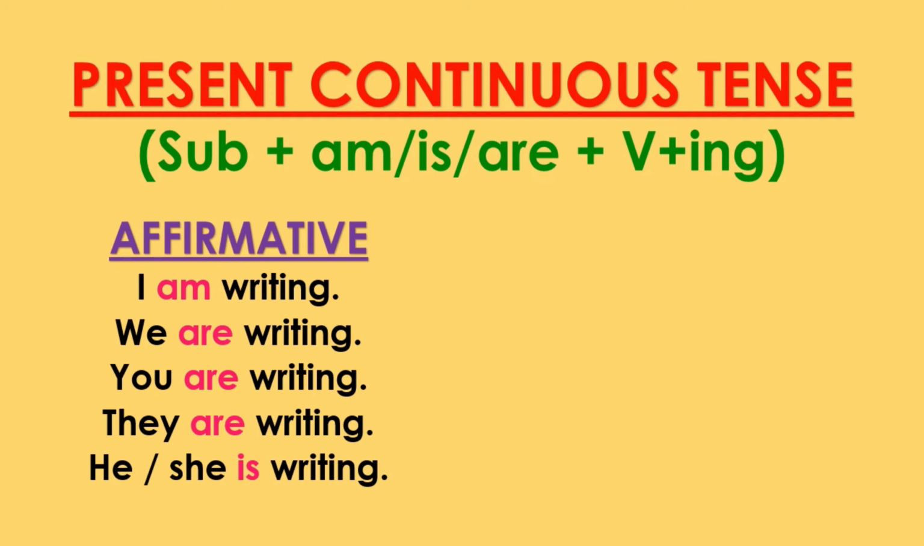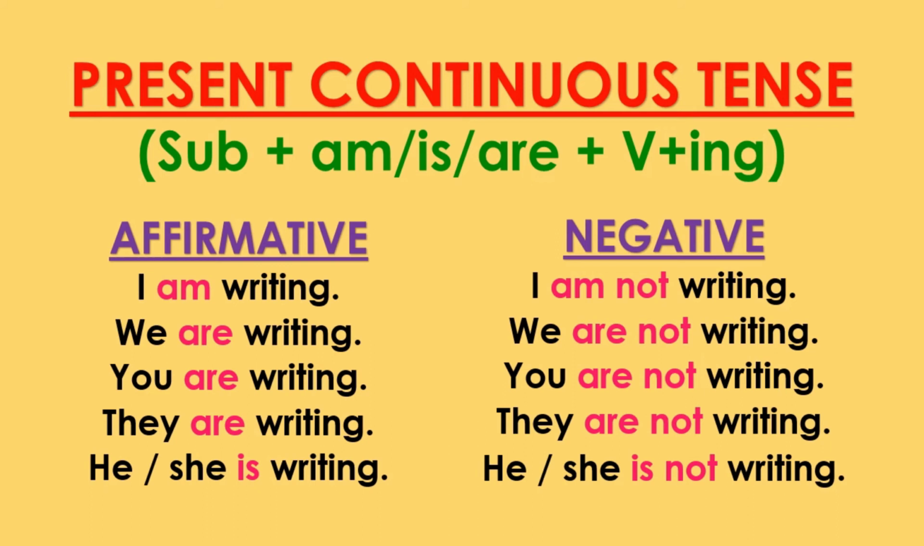Now how should we transform these sentences into negative? Let us have a look. It is only "not" which we are using after the be verbs, and the sentences become I am not writing, we are not writing, you are not writing, they are not writing, and in the fifth one, he or she is not writing. Let us now see how we should frame questions in present continuous tense.